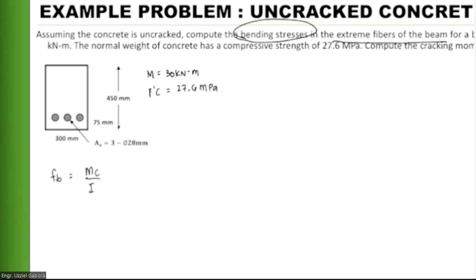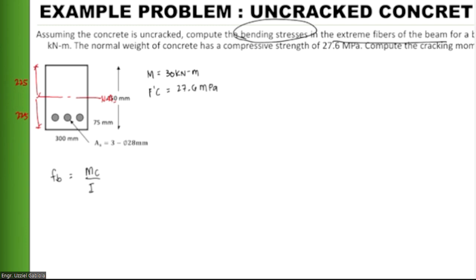it means that our neutral axis is acting where? It is acting at the mid height of our beam. So we can say that this location is actually 225, or half of 450, and this location is also 225. Okay, that is our neutral axis.